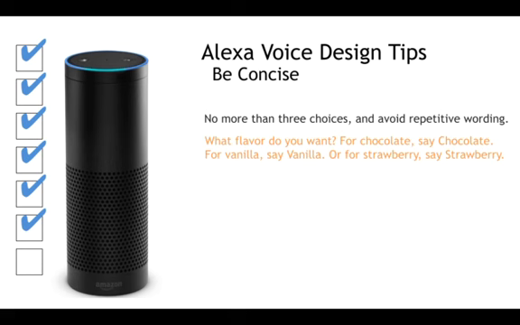Let's say you've automated an ice cream machine that has voice now. So what flavor do you want? For chocolate, say chocolate. For vanilla, say vanilla. For strawberry, say strawberry. That's very convoluted. It's not natural at all. But you can just say, which flavor would you like? Chocolate, vanilla, or strawberry? By just giving prompts like this and speaking naturally, people are going to just say one of the options, because those are the options you gave them.